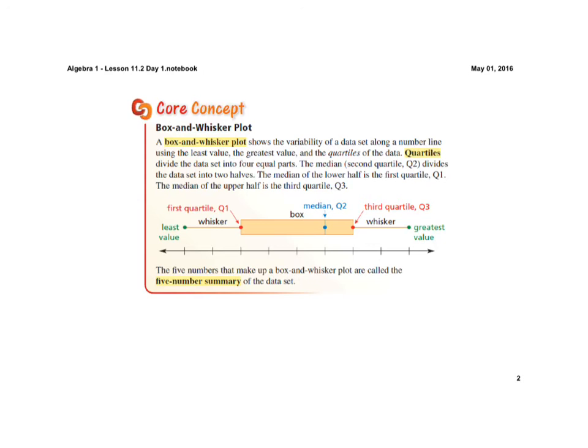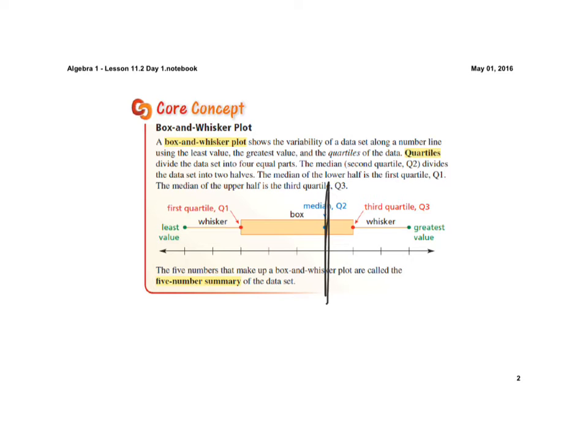First of all, a box and whisker plot shows the variability of a data set along a number line using the least value, the greatest value, and the quartiles of the data. Quartiles divide the data set into 4 equal parts. The median, which is the second quartile, divides the data set into 2 halves.